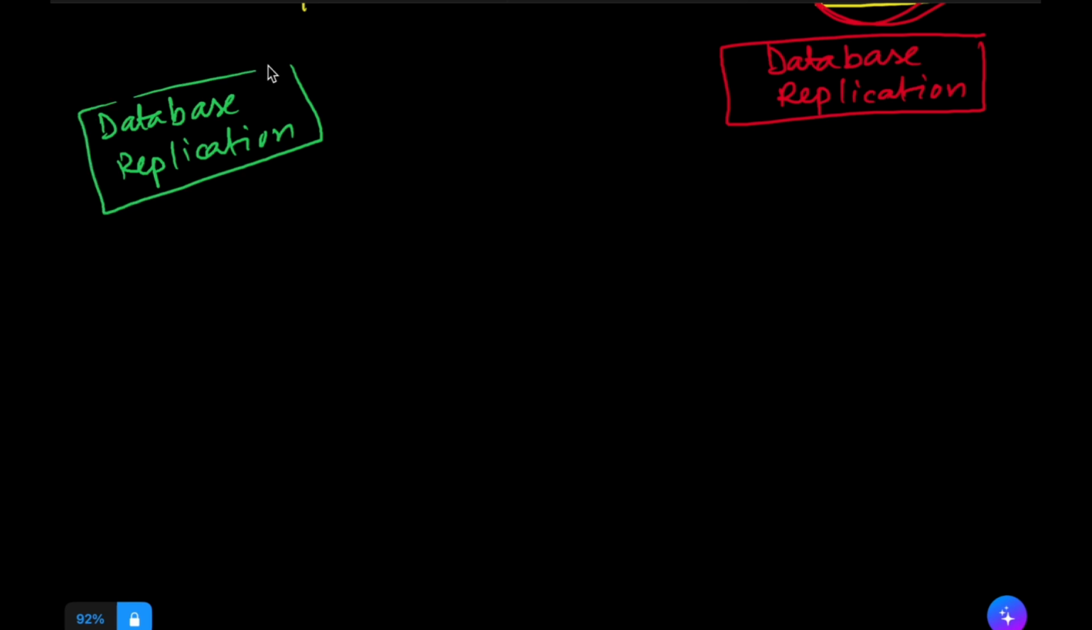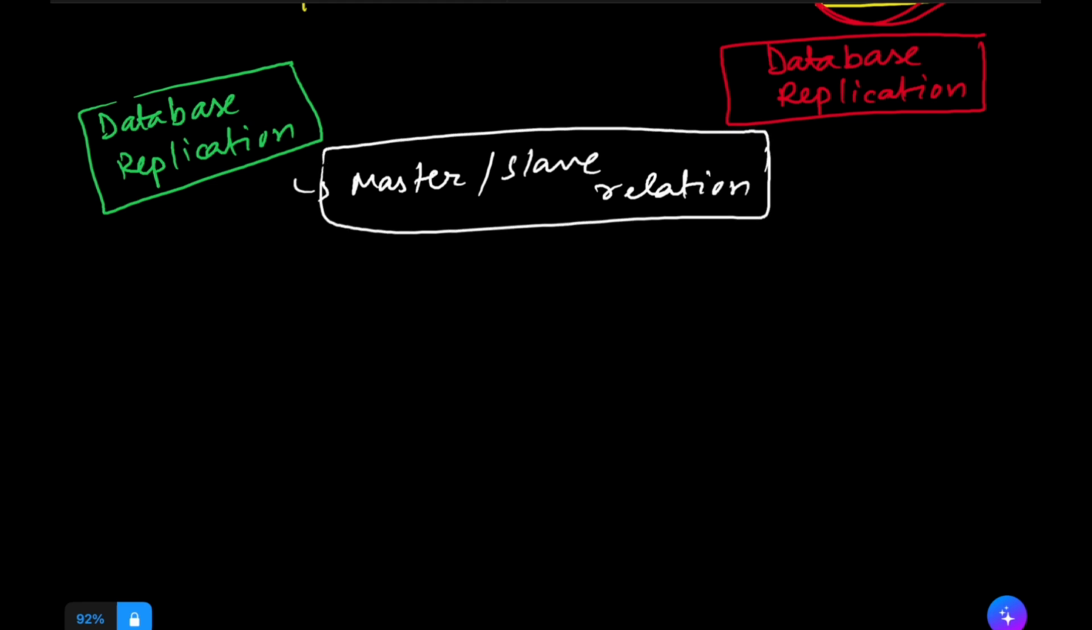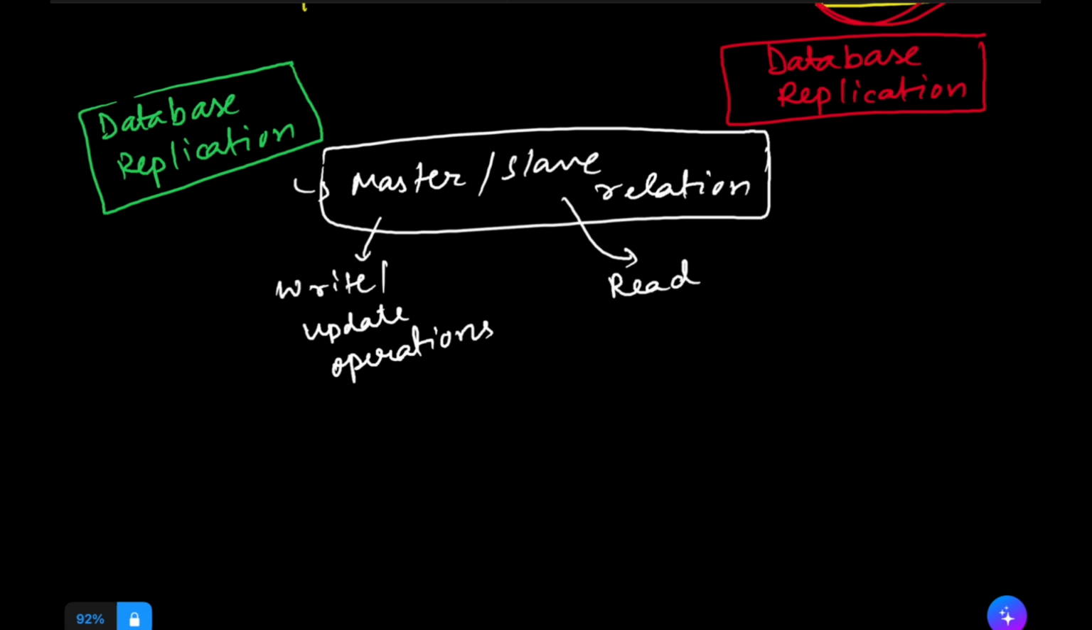So what is database replication? It can be used in many database management systems, usually with a master-slave relation. So what is a master-slave relation? Let me write it down. In a master-slave relation, we have a master database node and multiple slave database nodes. The master database supports write or update operations, whereas the slave databases support read operations.